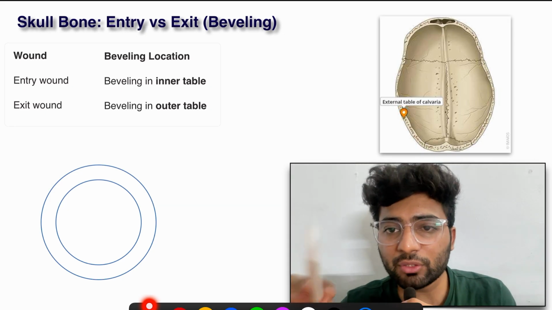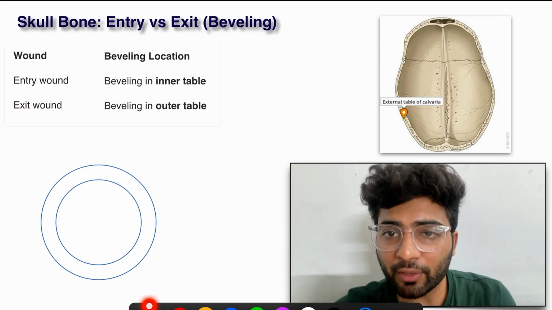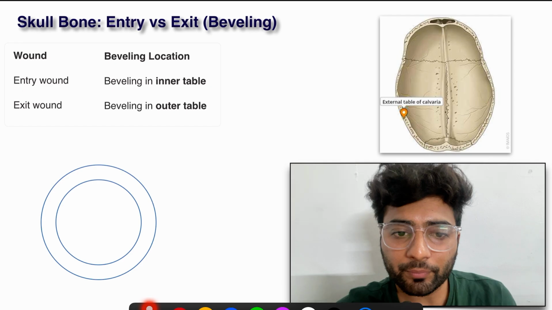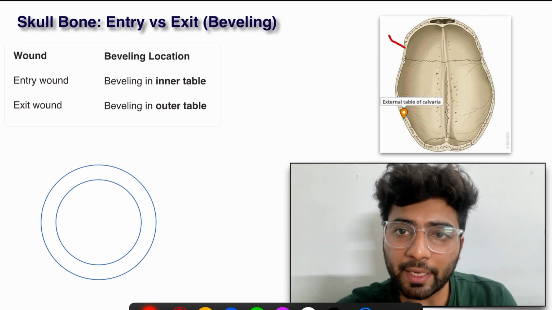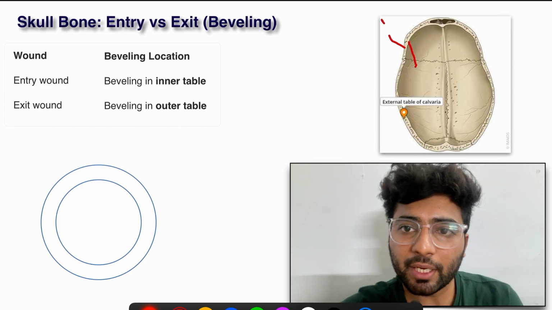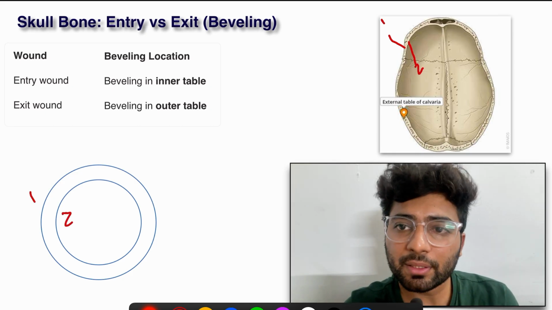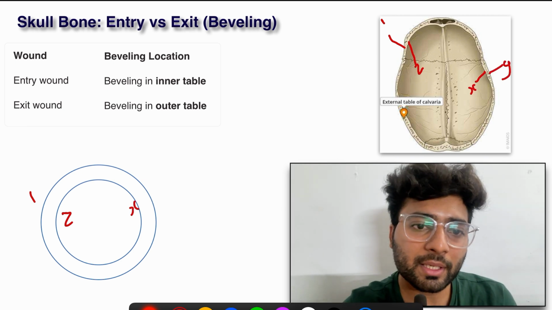Let's look at this diagram. This is a diagram of a skull. So in this skull, this is the entry layer, this is the outer layer, and this is the inner layer. So this is 1 and 2. I'll mark it over here as 1 and 2, and the same thing, this is x and this is y. So I'll mark here as x and y.